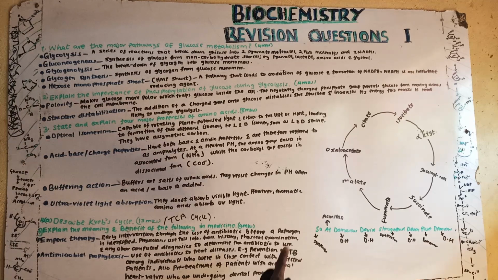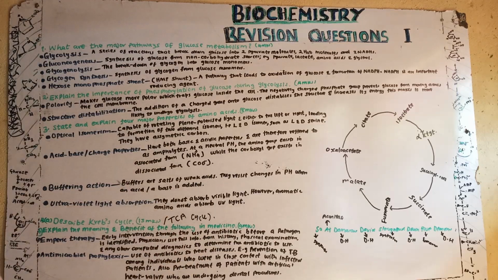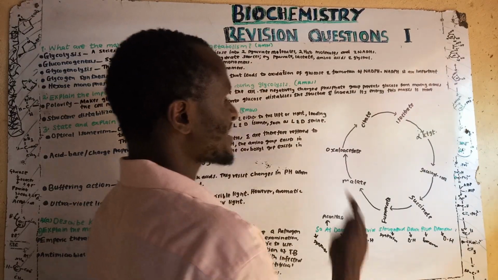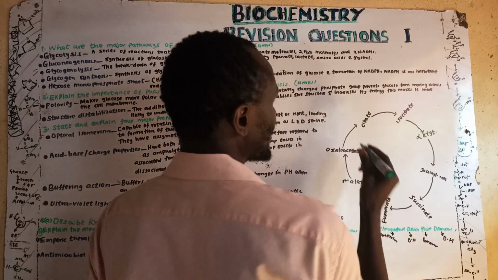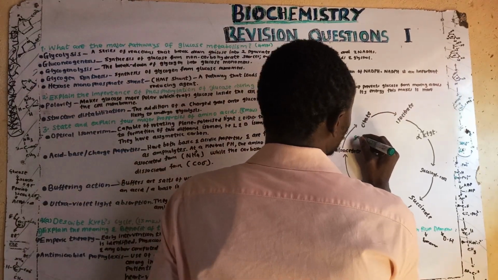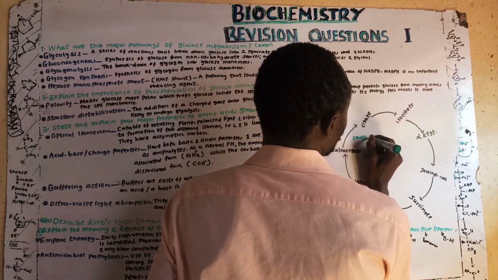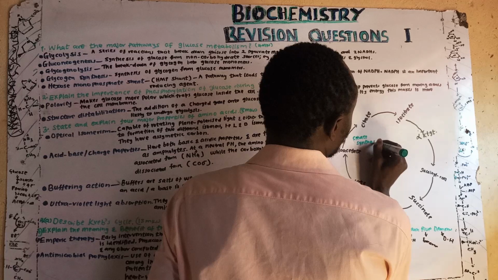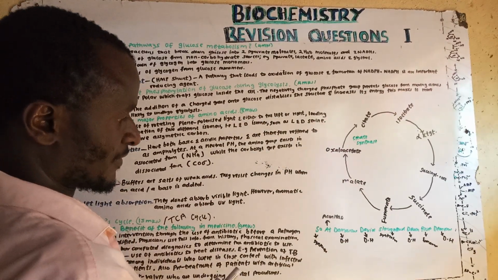So we can use this mnemonic to put our enzymes on the TCA cycle. So let's begin with the first one. It is a synthetase. What are we synthesizing? We are synthesizing citrate. So our enzyme is citrate synthase.